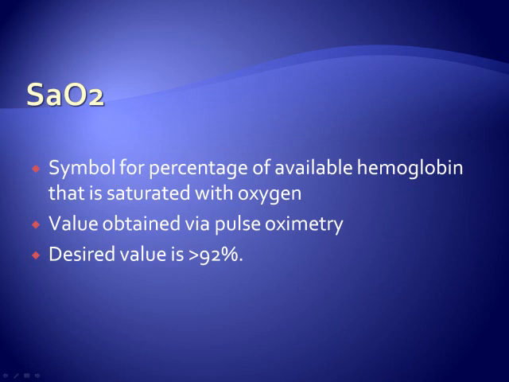Now the third problem with the pulse ox is that it measures everything bound to hemoglobin. So that includes oxygen, nitric oxide, carbon monoxide, anything that's bound to hemoglobin gets measured as being part of your pulse ox. So it can be a little inaccurate. Now the thing about pulse oximetry is that pulse oximetry is a good monitoring tool. It's not a diagnostic tool, it's a monitoring tool.